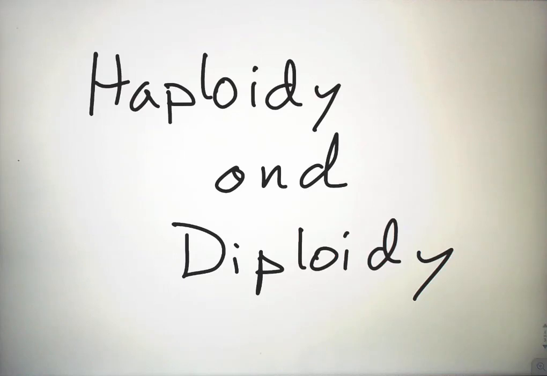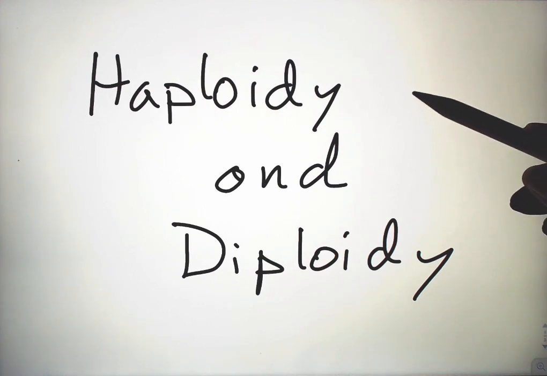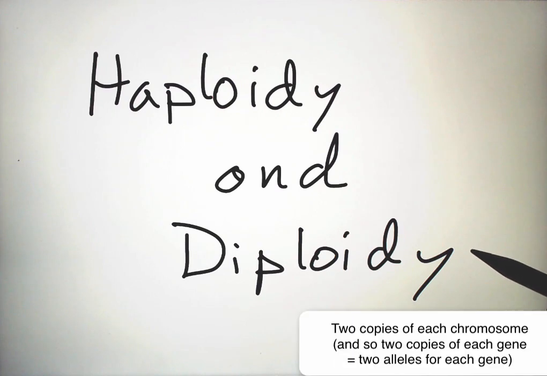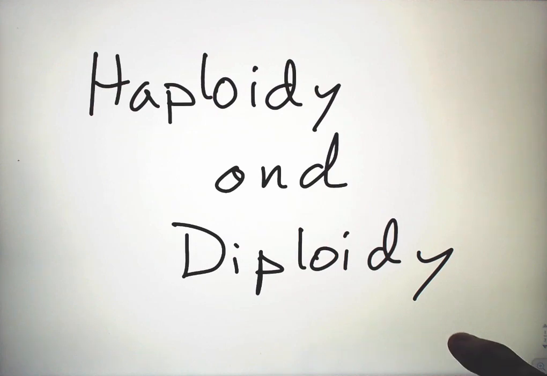This video is about the number of copies of chromosomes and genes in each cell. Haploids have a single copy of each of their chromosomes and a single copy of each gene. Diploids have 2 copies of each chromosome and therefore 2 copies of each gene.